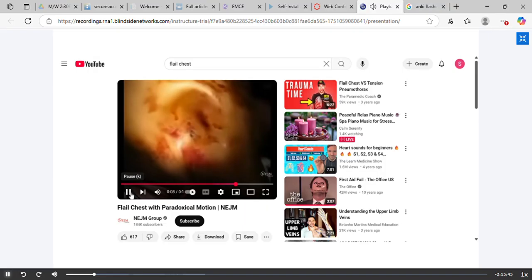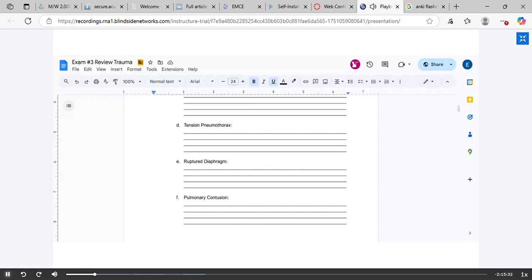Of course, you wouldn't see that unless you expose your patient, right? So when we talk about using our trauma shears and cutting the clothes off and really looking at your patient just to make sure we're not missing anything, it's super important. You have to do that head to toe. They may not even have a complaint. What if they're unconscious? Then you have to find the problems. So that's what that paradoxical movement looks like for your flail chest.